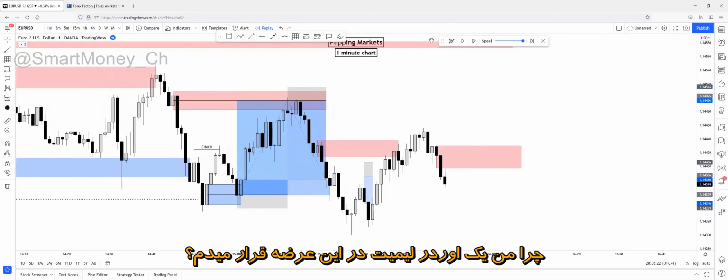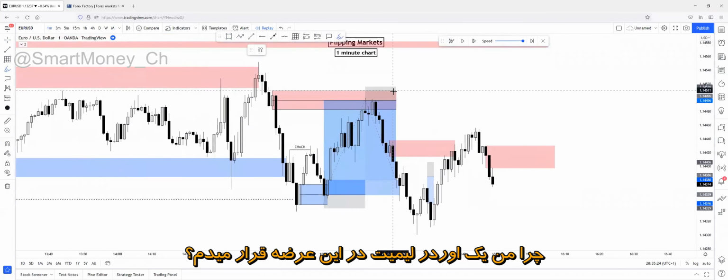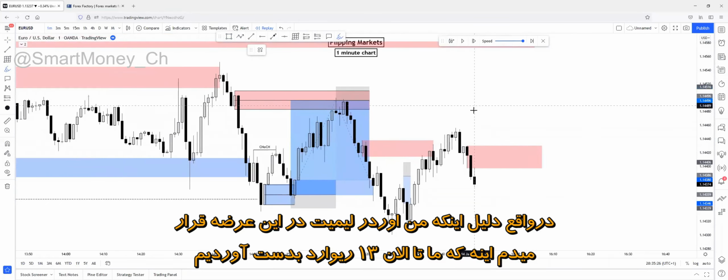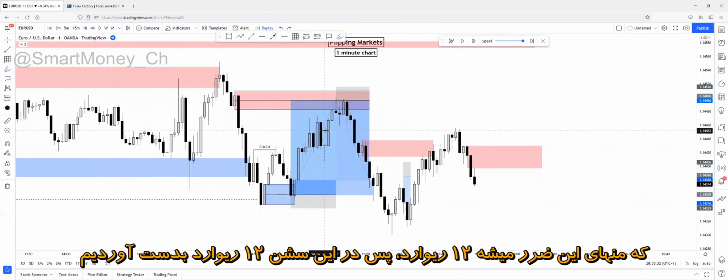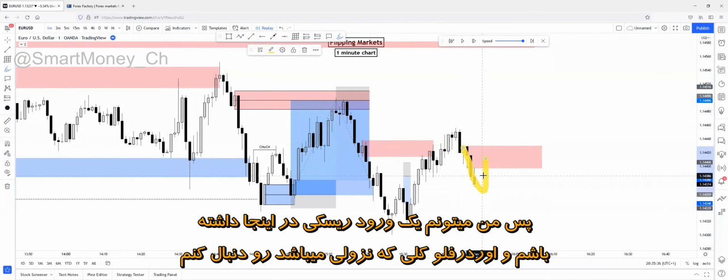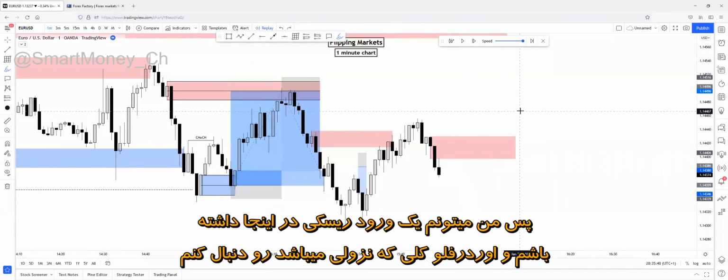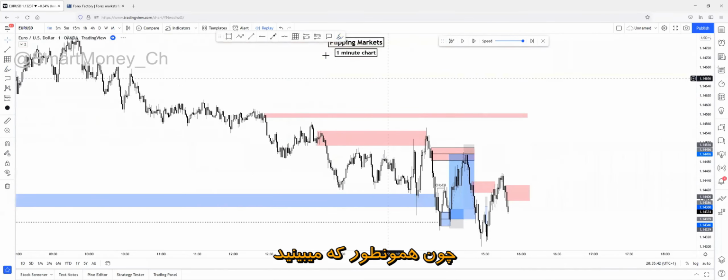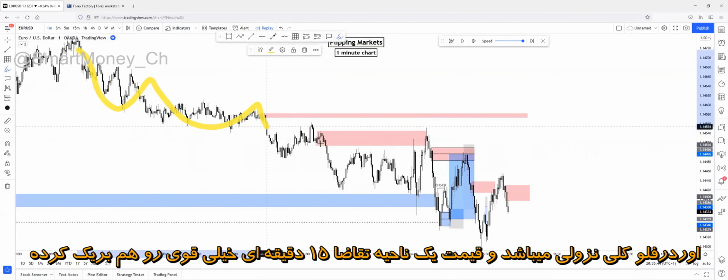And why am I setting a limit order on this supply zone? Basically, the reason is that we already booked 13 risk-reward ratio. Considering this loss, we already booked 12 risk-reward ratio this session. So I'll be able to execute a risk entry here and follow the overall order flow, which is bearish in this case, because as you can see, the overall order flow is still bearish.